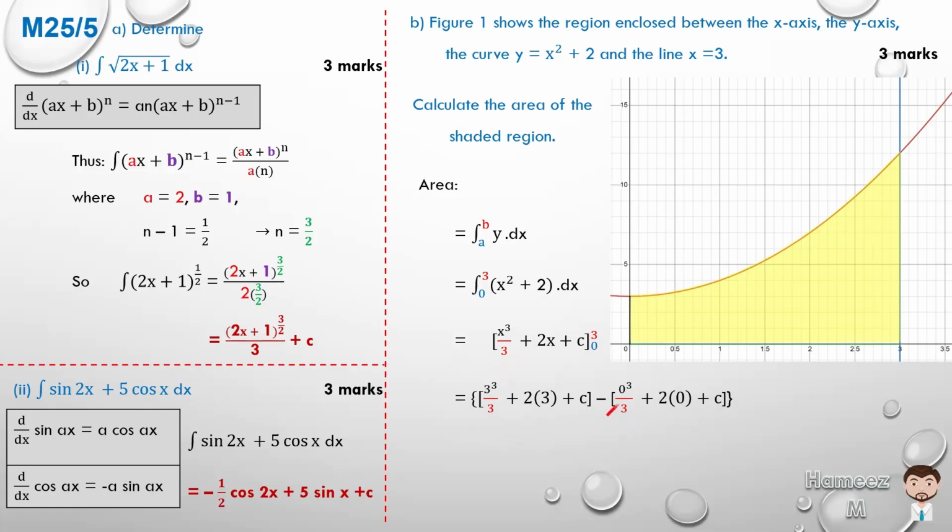And what happens? 0 cubed will go to 0. 2 times 0 will also be 0. And we have plus c minus c. So that will cancel off as well. So we're left with 3 cubed over 3. That would be 27 divided by 3 is 9. Plus 6 is 15. 15 minus 0. As such, the area of that shaded region is 15 square units.